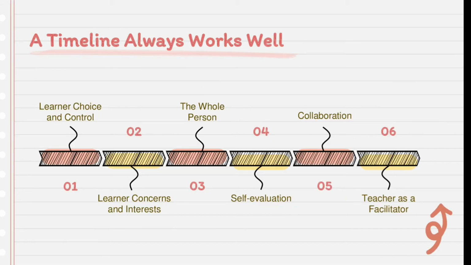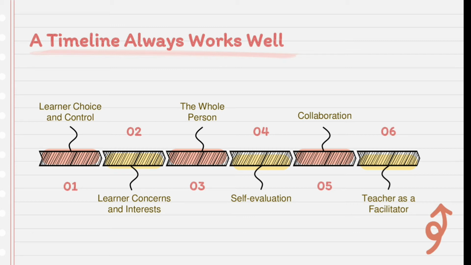Here are some principles of the humanistic curriculum syllabus. The first principle is learner choice and control, which means how students are given opportunities to exercise choice or control in their own learning. The second is learner concerns and interests, which means how the curriculum reflects students' interests, needs, and concerns, and how learners are given input into the content of the curriculum.